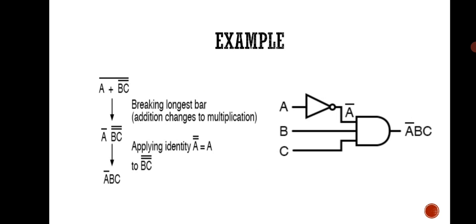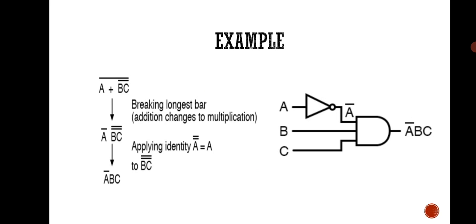See, this is an example to show how De Morgan's theorem is proved. Here they have given an expression, that is (A + BC bar) whole bar. Okay, so how can we break this? First, when we are breaking, keep this in mind: the addition symbol will change to multiplication when we divide the terms. Okay, this is the rule. It will be explained in detail in my upcoming presentation.